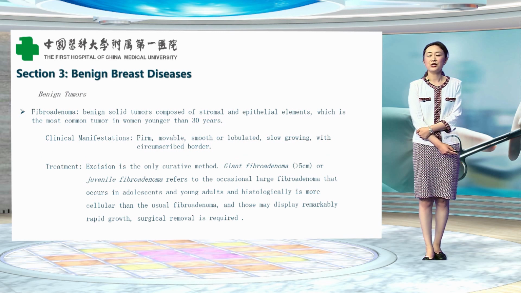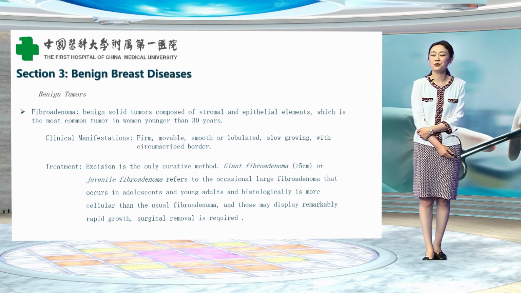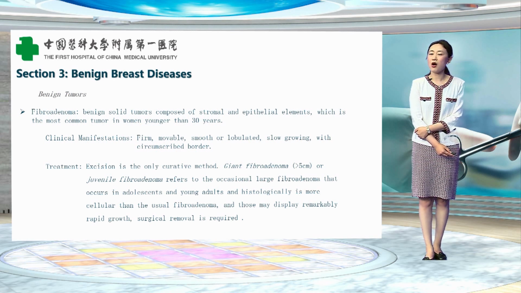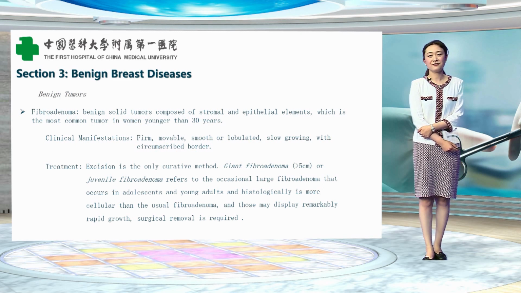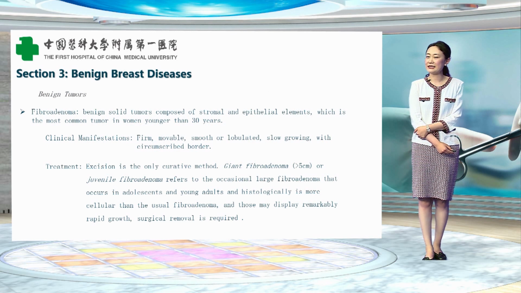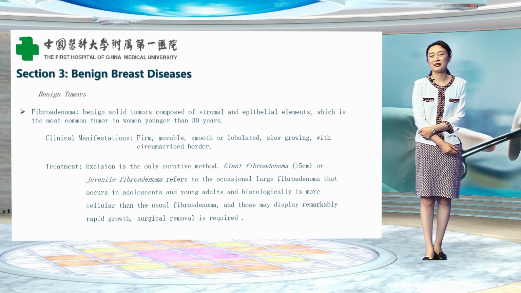And in this slide, I will introduce the most important benign tumor in the breast, the fibroadenoma. It is the most common benign tumor in the breast, which is the most common tumor in women younger than 30 years. It is a benign, solid tumor composed of stroma and epithelium elements. The clinical manifestations are a firm, movable, smooth or lobulated, slow-growing mass with circumscribed border. When palpating, you can feel the mass very easily slip away under your finger.